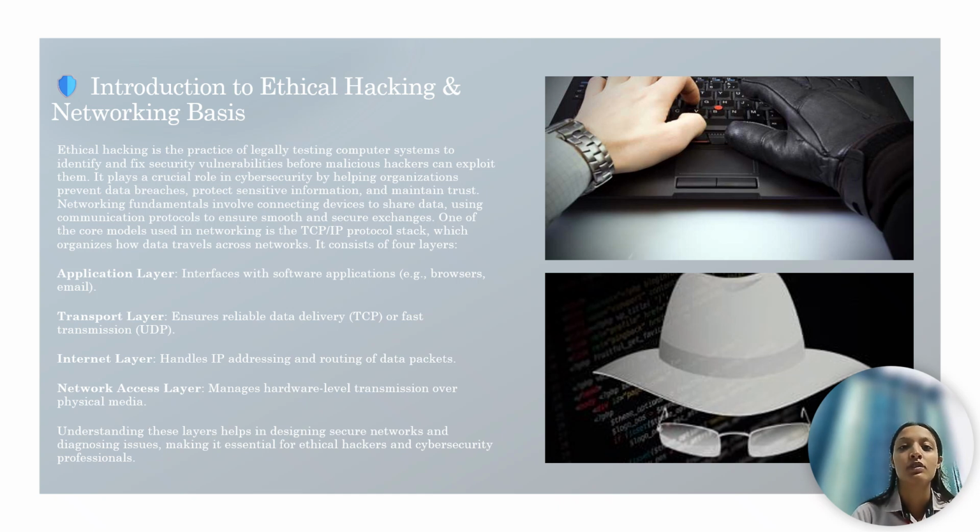There were also some layers; it consists of 4 layers. The application layer interfaces with software applications, for example browsers and email. The second is the transport layer. It ensures reliable data delivery (TCP) or fast transmission (UDP). The internet layer handles IP addressing and routing of data packets. Then the network access layer manages the hardware-level transmission over physical media. Understanding these layers helps in designing secure networks and diagnosing the issues we sometimes face.